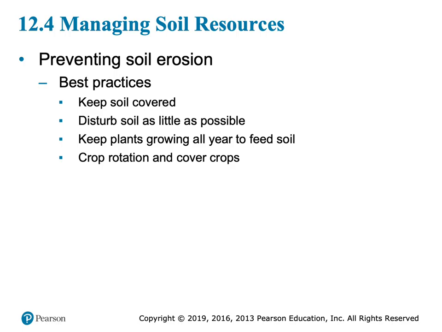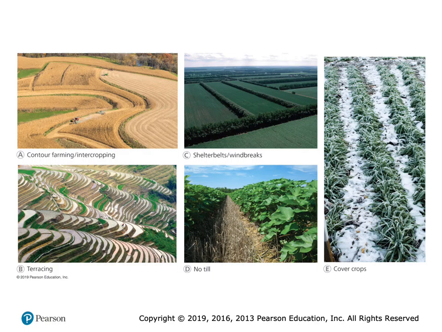There are different conservation practices used to implement these principles depending on the conditions. These different practices are in your notes, and I have pictures of them here. Letter A shows contour farming, which is plowing along the contour of the land, the natural way that the land curves around. That's called contour farming. All of these will help to limit erosion and increase crop productivity.